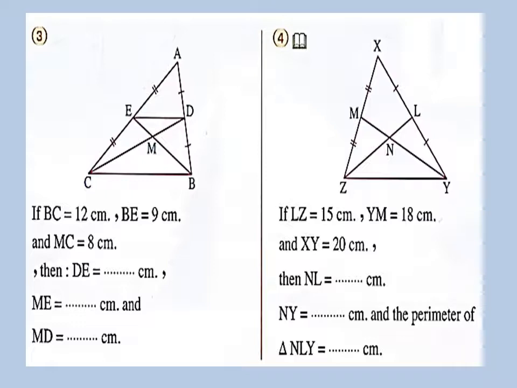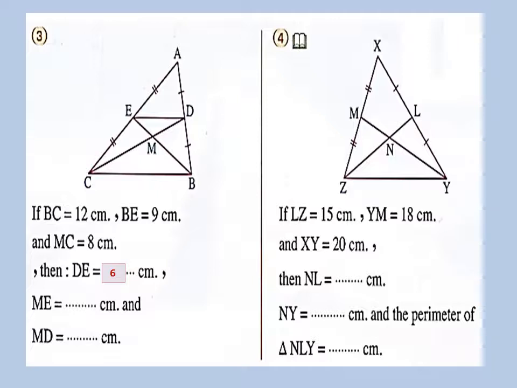In the first one, DE is the line segment joining two midpoints of two sides of the triangle. So it's equal to half the third side. So DE will equal half BC. So DE will equal 12 divided by 2, which equals 6.